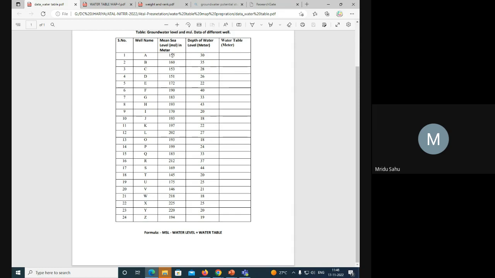MSL value you get, and if it is not there, you can use the toposheet also, the topographic sheet. Those are very authentic data which are published by the Survey of India. And the depth of the well is measured by us. To calculate the water table, what is the formula? The formula is given at the bottom.